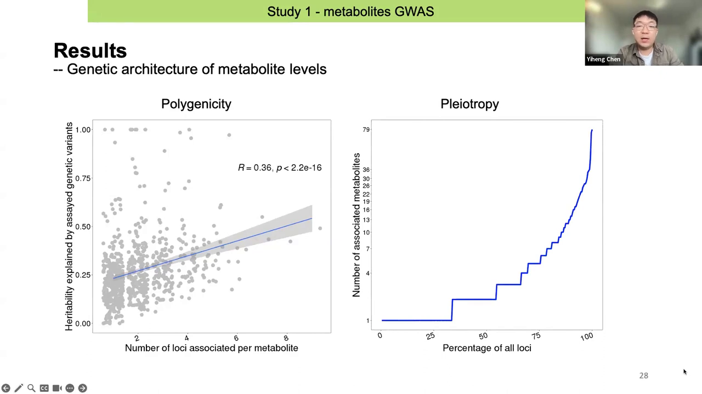Then for the pleiotropy feature. Pleiotropy is a measure of how many metabolites are associated with each locus. The x-axis of this plot is the cumulative percentage. So for example, about 50% of the loci are associated with fewer than three metabolites. That's how we read this plot. Interestingly, some loci are associated with up to 79 metabolites. In that case, the gene at that locus could be a hub gene for many metabolic processes and influence many metabolites. It is worth further exploration of how that gene is involved in the metabolism of those metabolites, and how we can use targeting of that gene for those processes.